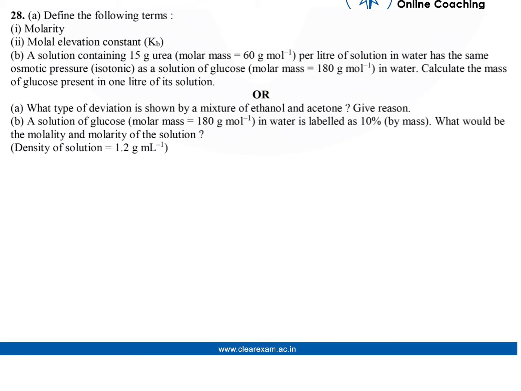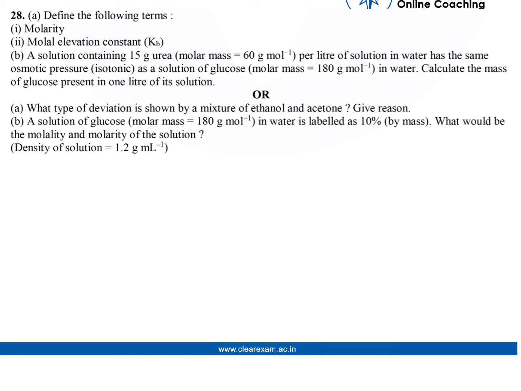Define the following terms. First is molarity, molar elevation constant, that is Kb. The second is a solution containing 15 gram urea, molar mass 60 gram mole inverse per liter of solution in water has the same osmotic pressure as a solution of glucose, molar mass 180 gram mole inverse in water. Calculate the mass of glucose present in 1 liter of its solution.